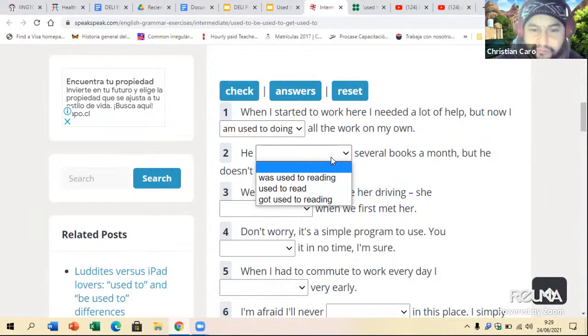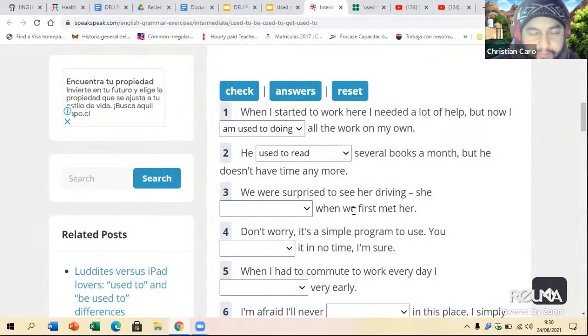Tomás Vega dice la 2. Tania dice used to read. All right. Any other opinion? If not, I'm going to mark that one.